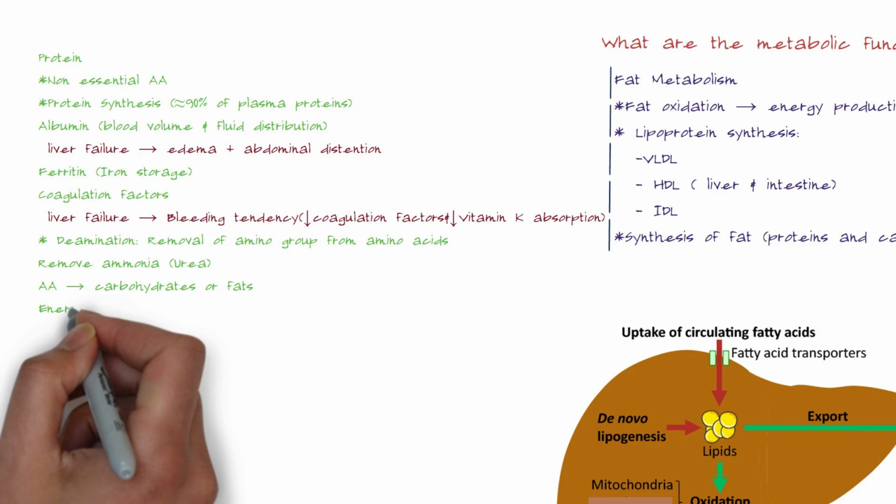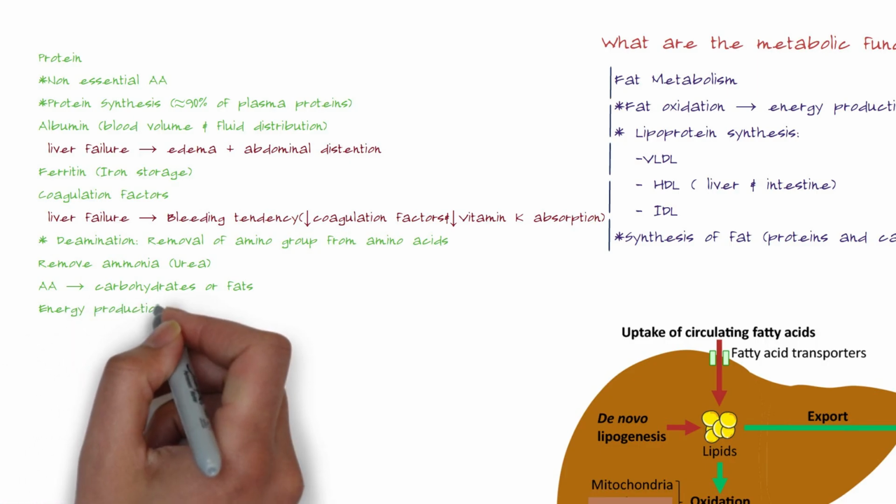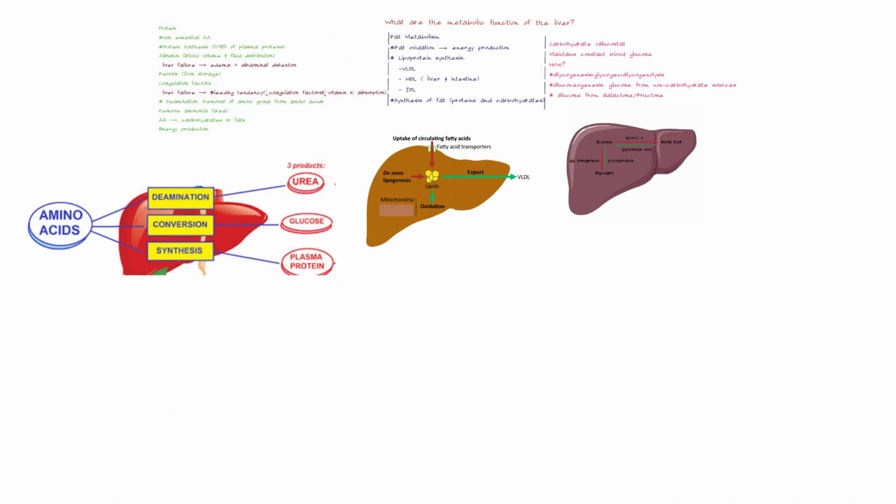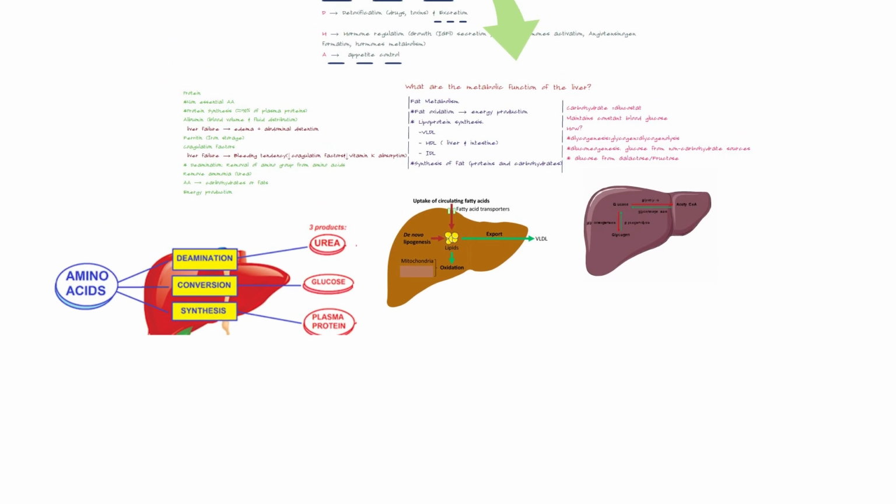So, the protein metabolism role of the liver, remember: it builds protein, builds the non-essential amino acids, and deamination removes the ammonia.